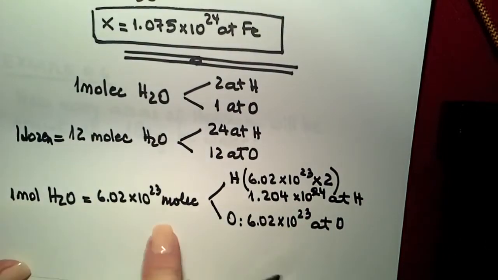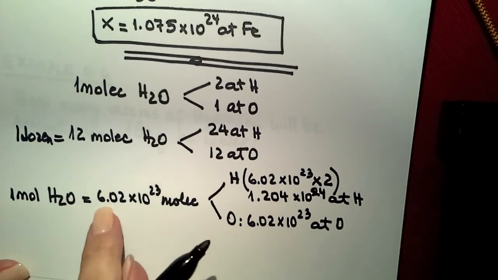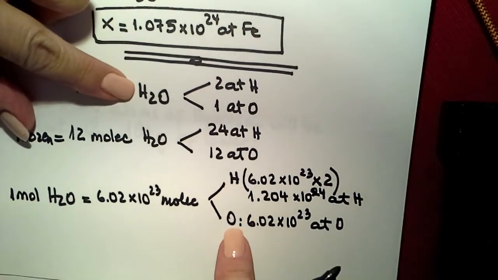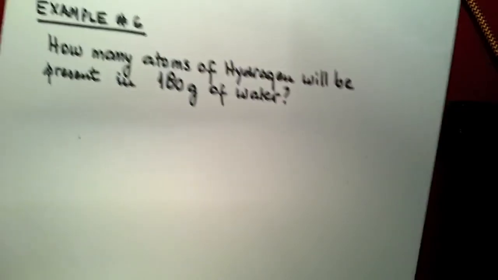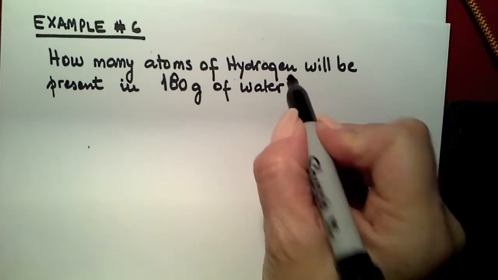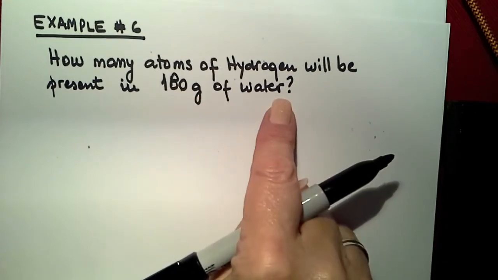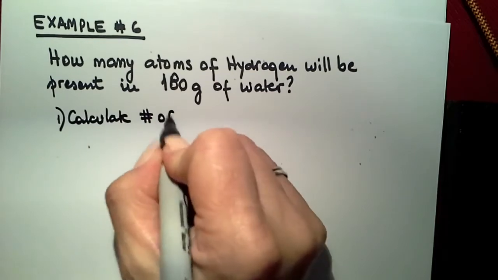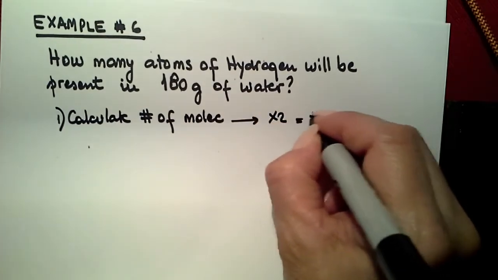So independently of the amount that we have, if we calculate the amount of molecules, we can get the amount of each atom, because the hydrogen is double since it appears twice, and the oxygen appears once, so it's the same amount. Normally these kinds of questions do not appear in tests because students have a lot of problems with them. It says how many atoms of hydrogen will be present in 180 grams of water. First we calculate the number of molecules, and then the number of molecules times 2 is the number of atoms of hydrogen.